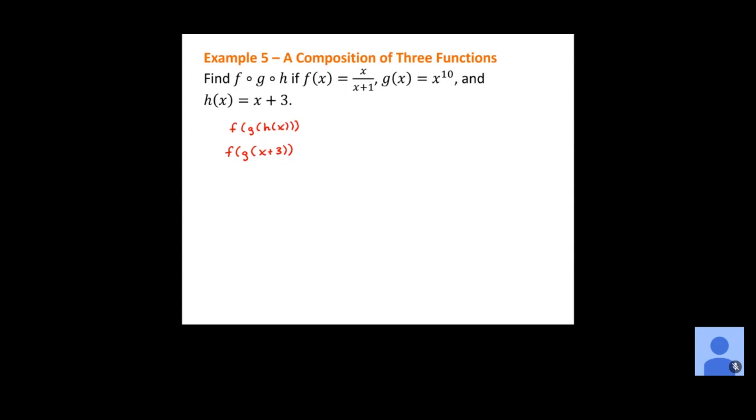So what we want to do next is find g of x plus 3. So what we do now is take that x plus 3, substitute it into the g function. So if I do that, what's that going to look like? Good. So we're raising x plus 3 to the 10th power, right? Because I'm substituting x plus 3 in place of the x. So we're looking for f of x plus 3 to the 10th power. Okay. Any questions about how I got that step?